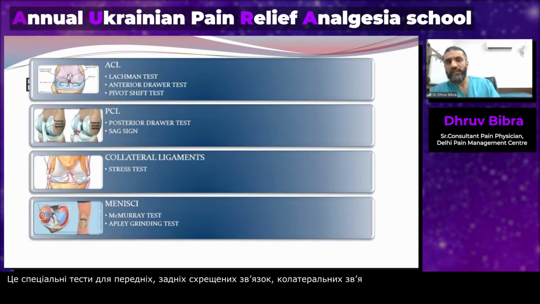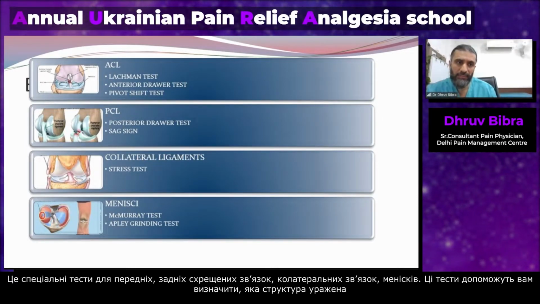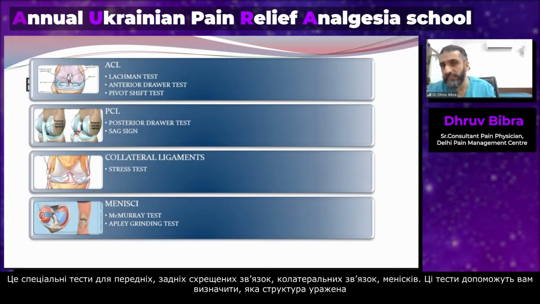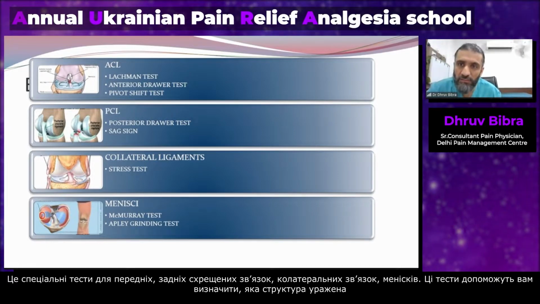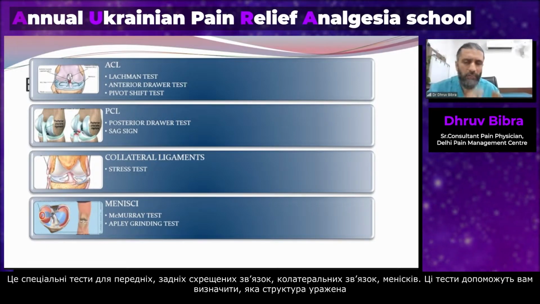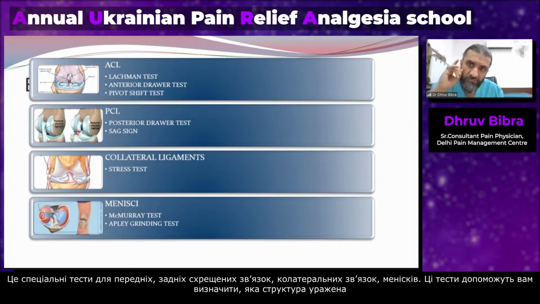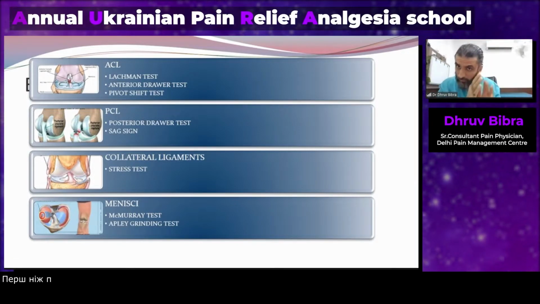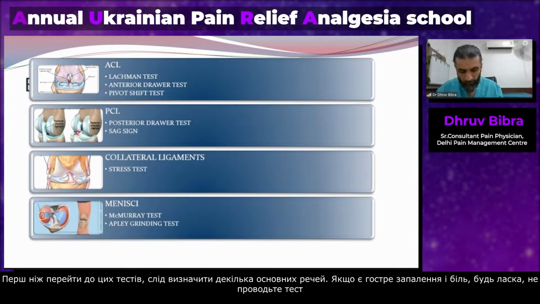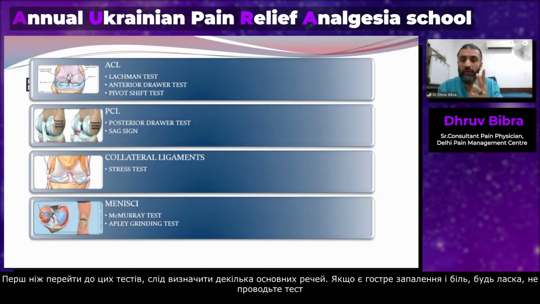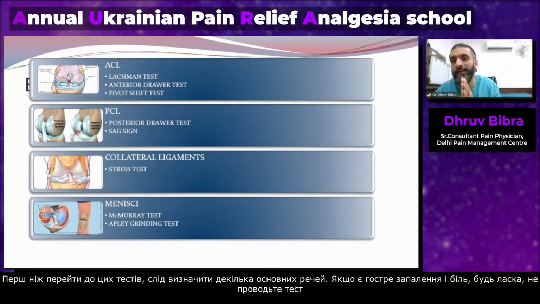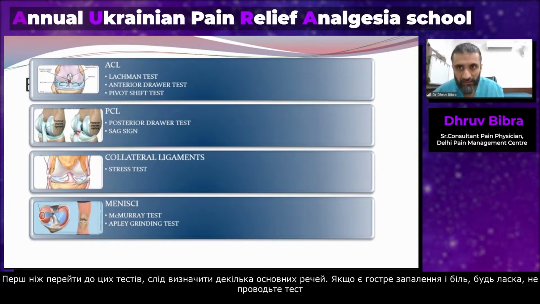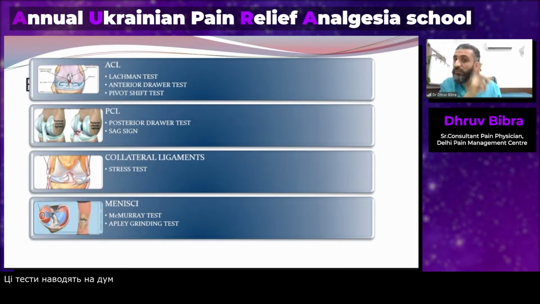Now, these are specific tests which we go for ACL, PCL, collateral ligament, and menisci. I wish I could have gone into the detail, but because of time constraints I couldn't. Yes, these are specific tests which will give you an idea. Before we go into these tests, a few basic rules of thumb. Firstly, if there is an acute, inflamed, painful knee, please don't do it. Let the pain and acute inflammation settle down.